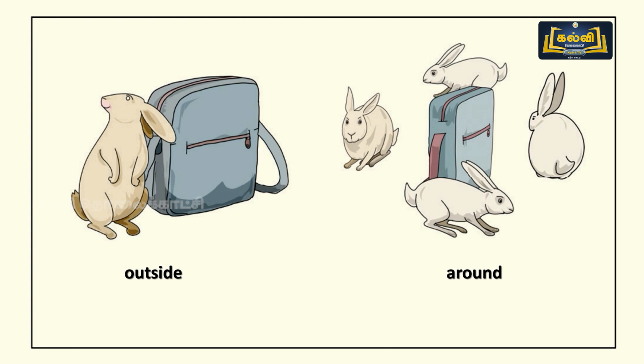And the last one, the rabbits are around the bags. You can see 4 rabbits. So, the rabbits are around the bag. Why are you using around? Because the bag is in the center. All the rabbits are moving in a circular form. So, now you can see the rabbits in different postures, each denoting a preposition. Likewise, you yourself with your creativity can frame many more sentences regarding prepositions.